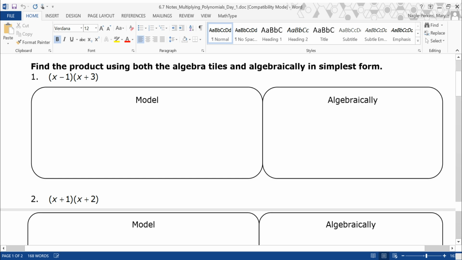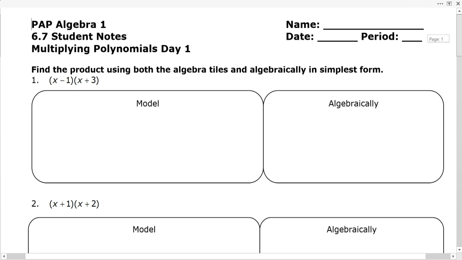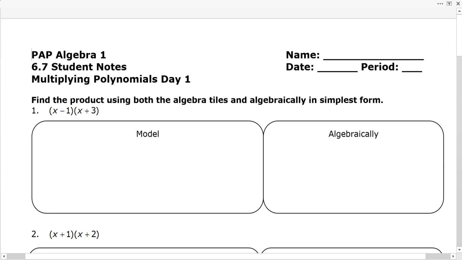Alrighty, something new today, a little bit. We're going to do multiplying, but now we're going to do a binomial times a binomial. So it's going to be a little bit different, a little bit more distributing, but basically the same thing. When we have two binomials, we're going to call this double distributing. And I'm going to show you a couple different ways to do it.